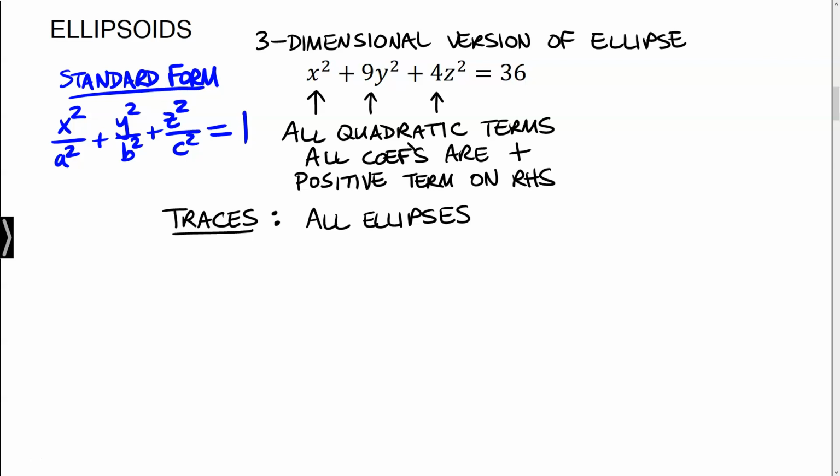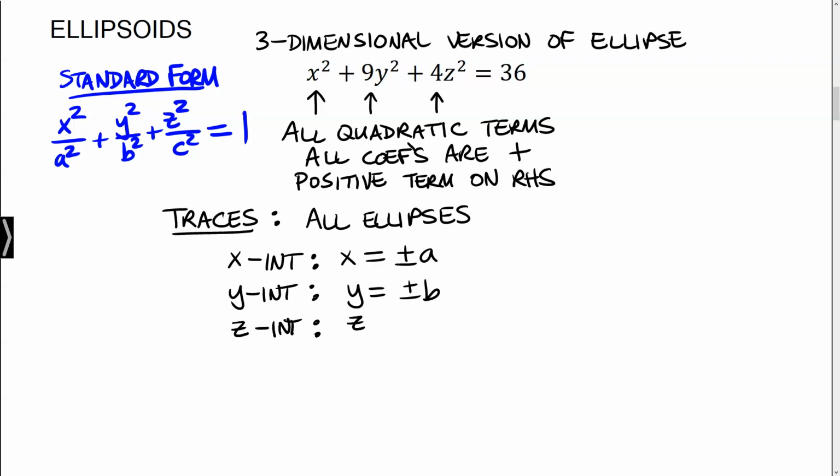Okay, now another thing that's very useful here is to look at the intercepts. If you go to the standard form here, for the x-intercept, if you set y and z equal to 0, you get x squared over a squared equals 1, which means the x-intercepts are going to be plus minus a. So if you get it in that form where you have 1 on the other side, you can just read off the square roots of the denominators. Again, this is very similar to when you studied ellipses, where you could read off the intercepts just from looking at the denominators. Okay, z-intercept, plus minus c.